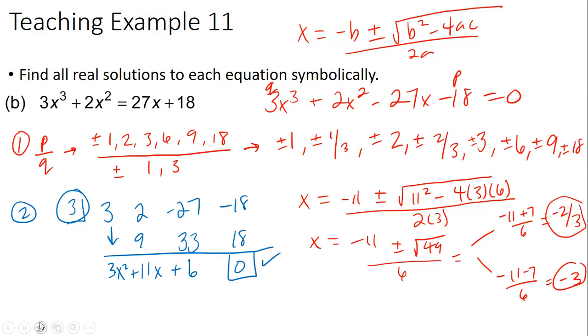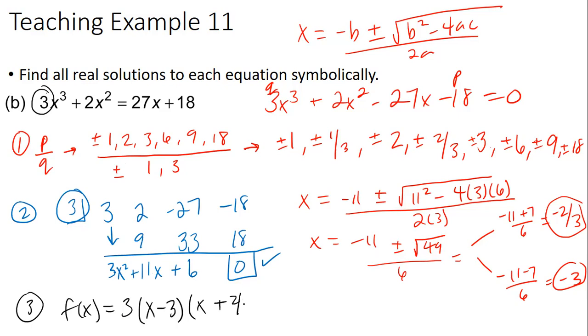And then the last thing is write it in factored form. So in factored form, we have the function equals, remember your A always comes from your original. What was our leading coefficient? 3. And then our first zero that worked was positive 3. So its factor is x minus 3. Our next number that worked was negative 2/3. So it's going to be x plus 2/3. And our last one that worked was negative 3. So it's going to be x plus 3.